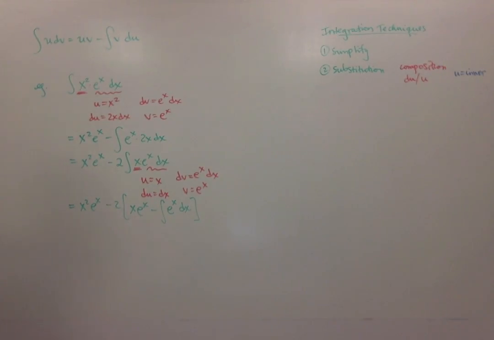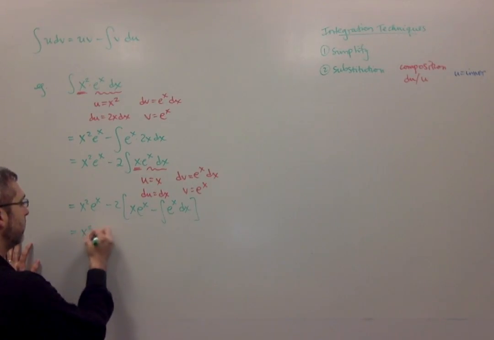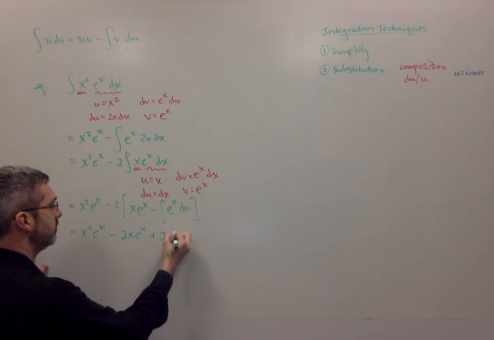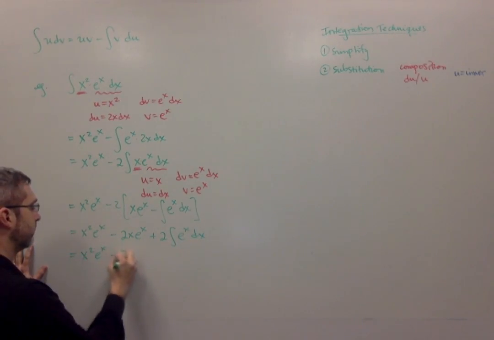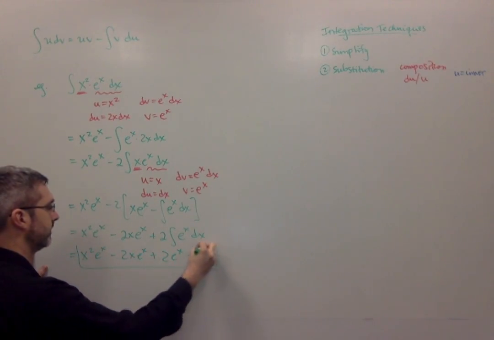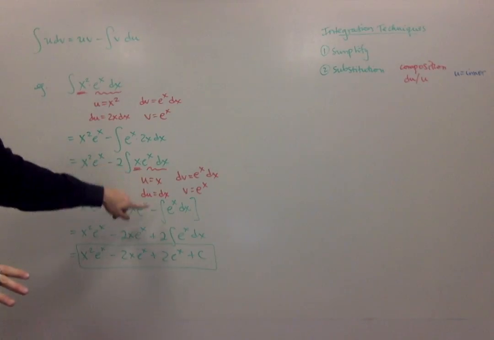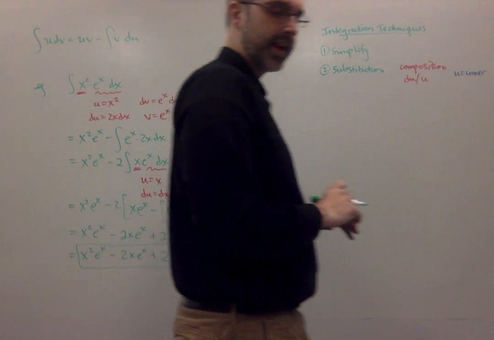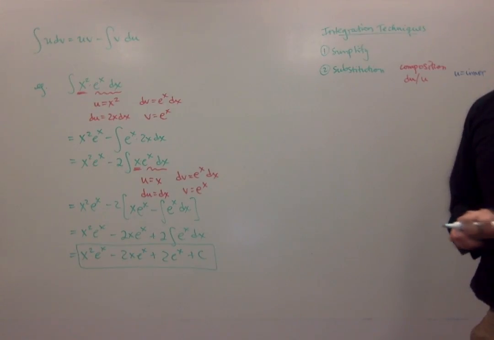Okay? So, I've got x squared e to the x minus 2x e to the x plus 2 times this integral, and that integral is very easy for me to do, it's just e to the x. Plus c, and don't forget your plus c. Okay? So again, my integral gets better, but I may need to do integration by parts multiple times. And so that's one of the things that I'm pointing out here, that you may end up having to do this technique several different times. All right?